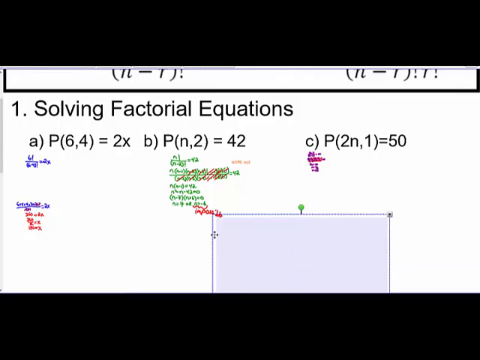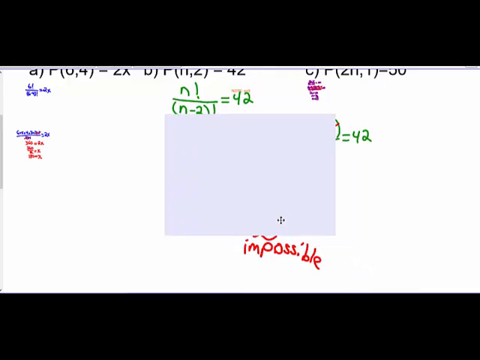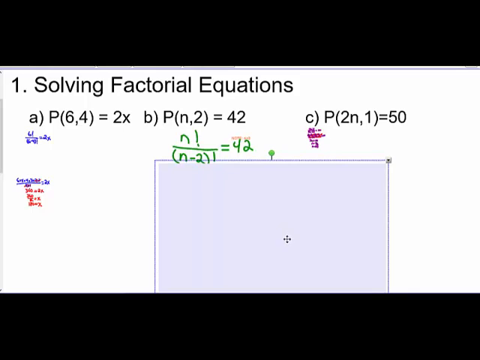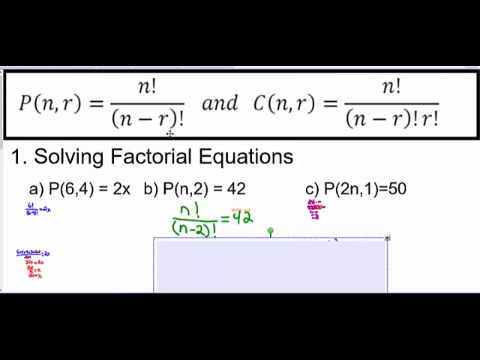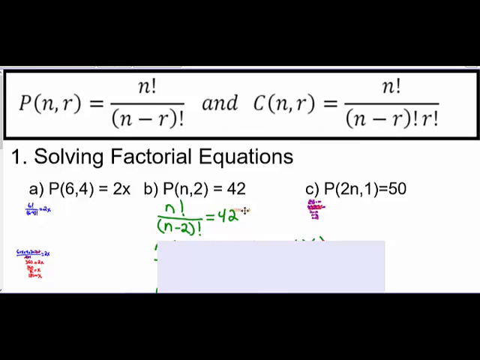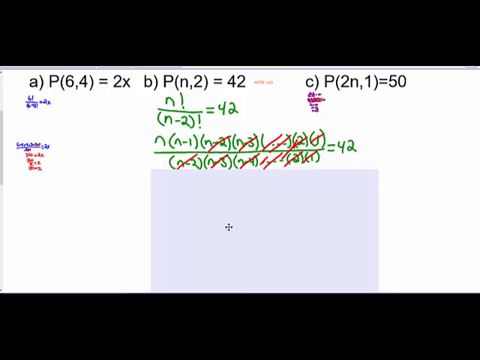If I'll just try to pull this out and then cover it back up for a moment. So again, n factorial in the numerator, n minus 2 in this case factorial in the denominator, equal to the 42 that was already there. And then exactly the same thing. N factorial is n times n minus 1 times n minus 2 and so on all the way down to 1.